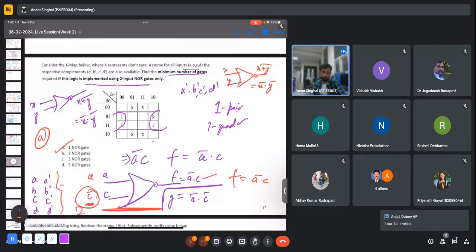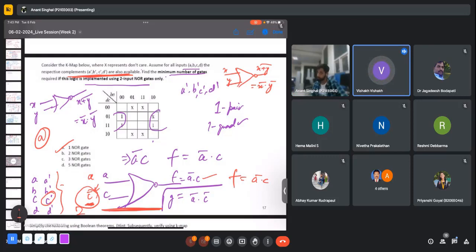If the question says that the complements are available, we don't need another inverter, another NOT gate, because the complement is available as an input. The question says that the complements are available. That is why one NOR gate is the answer. Is it fine?